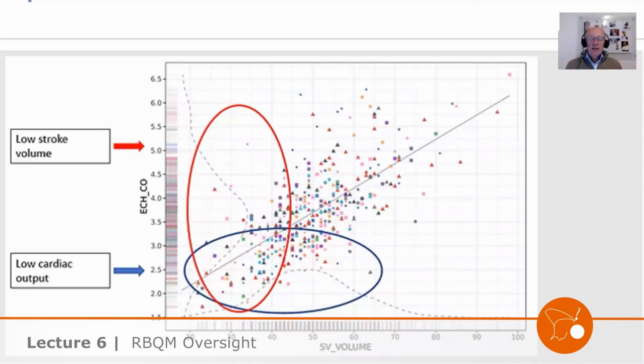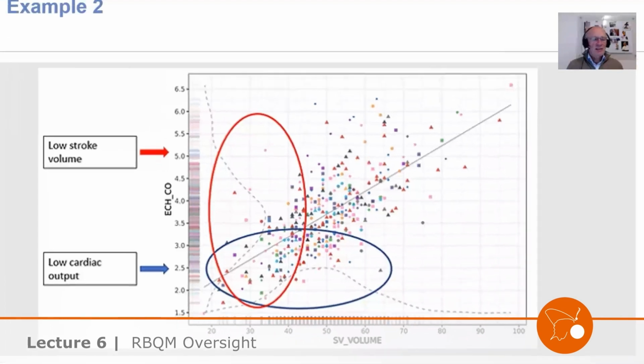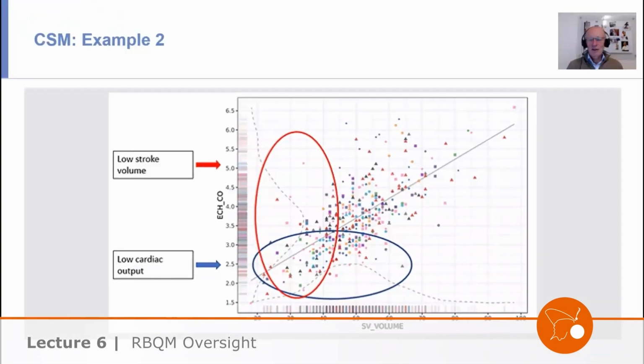On the other hand, in the right upper corner you have cases with 100 milliliters per stroke and 6.5 liters per minute cardiac output. That of course is an indicator that this patient is probably not even sick and doesn't belong in the study, because someone who puts out 6.5 liters seems to be a rather strong young male patient in this case, which is not according to the protocol.